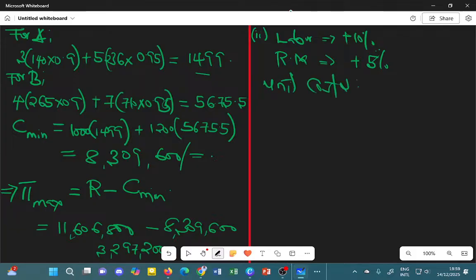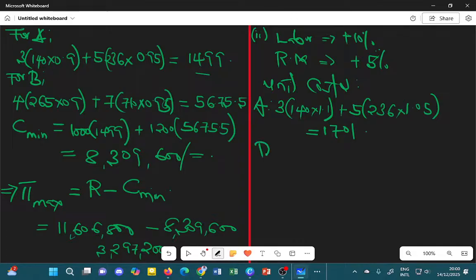So our unit costs will be, for A, 3 times 140 times 1.1, plus 5 times 236 times 1.05. If you add these, that should be 462 plus 1239, so you should be getting 1701.